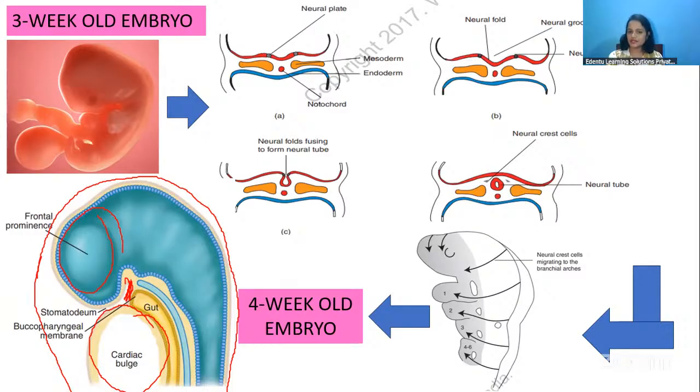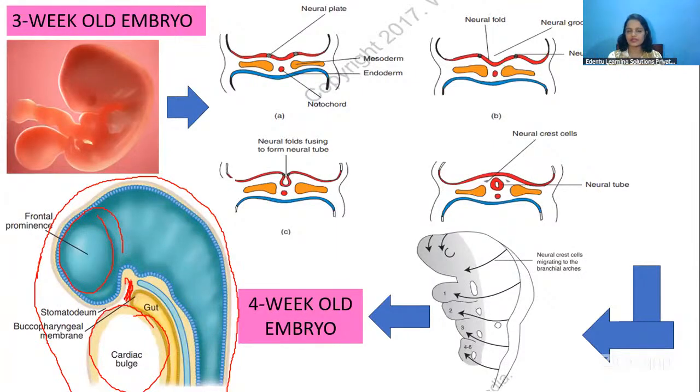Now, the characteristic feature of this buccopharyngeal membrane is that there will be no mesoderm. It will be formed only by two layers, the ectoderm and endoderm. You all know the three germ layers of the human body from which all the structures are formed: one is ectoderm, second is mesoderm, and third is endoderm.